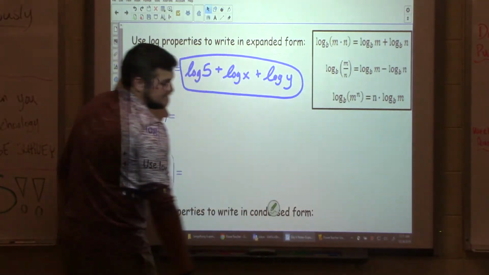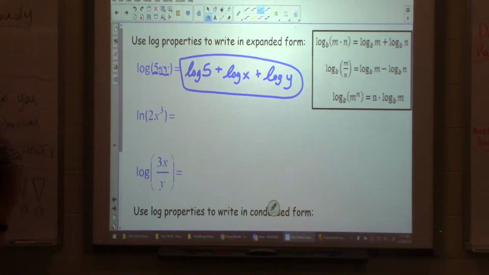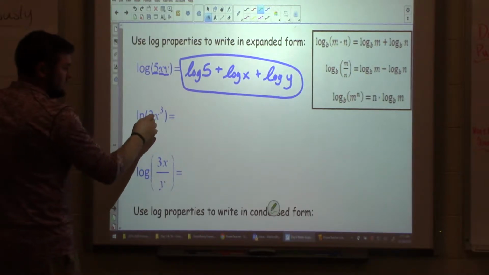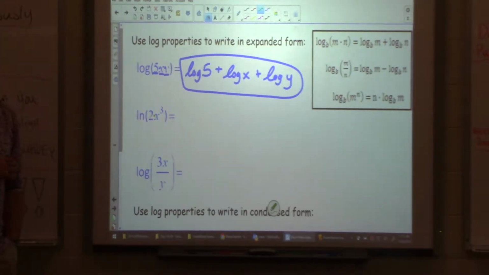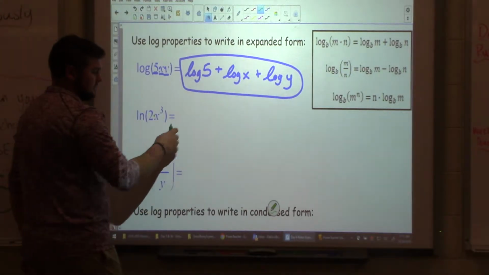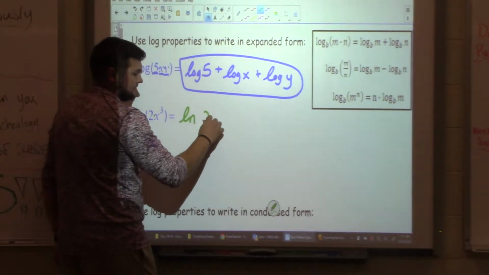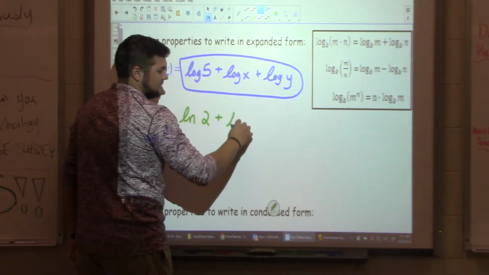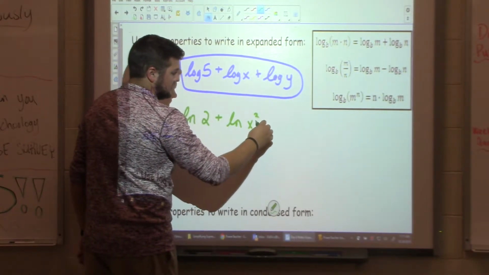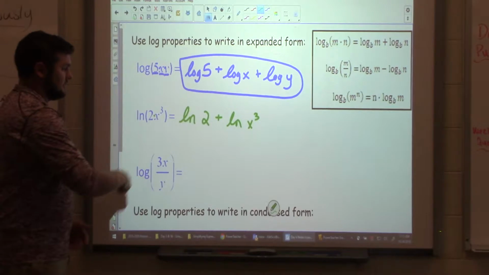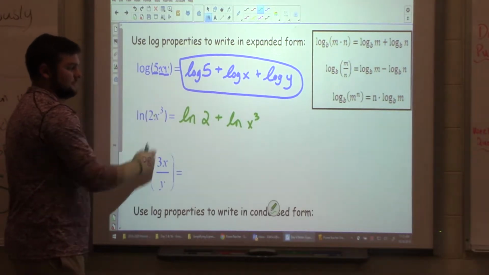The second one, the natural log of 2 times x to the third. Do I have any multiplication or division to deal with? Multiplication. I have multiplication, right? 2 times x to the third. Multiplication is going to turn into addition when I expand. So it becomes the natural log of 2 plus the natural log of x cubed. Right? Splitting up into each separate piece.